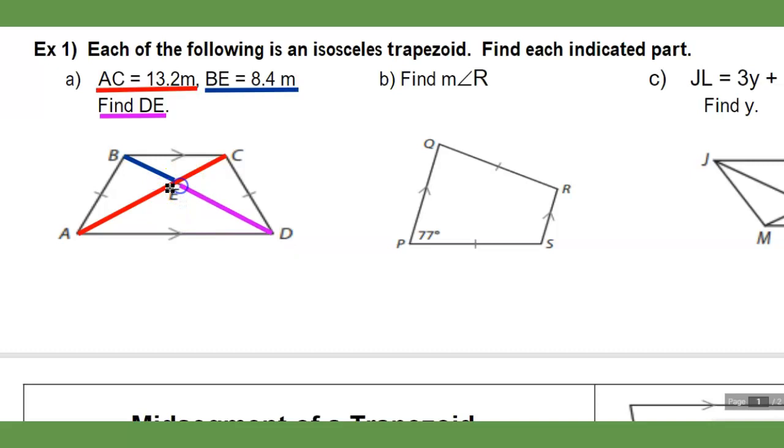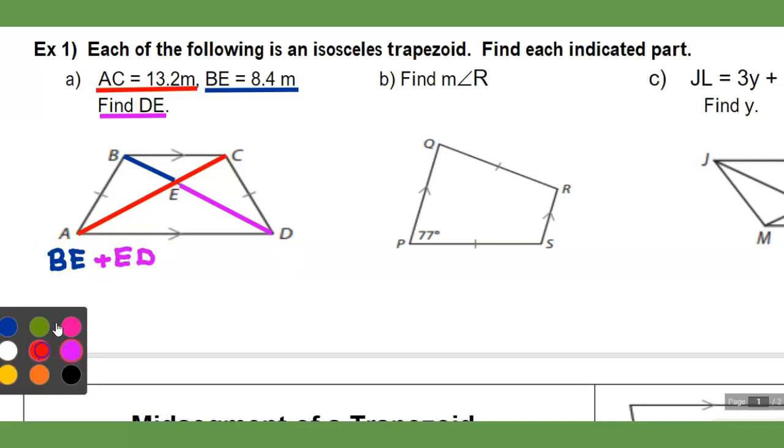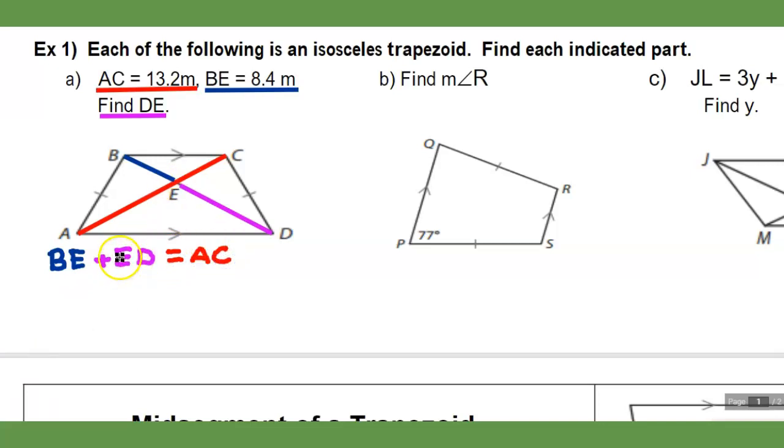There we go. So we can see that BE and ED make up a full diagonal. So those added together should add up and be congruent to the other diagonal, because the two diagonals are congruent. Let's write that out in geometry here. So we know BE plus ED is congruent to AC. We have to know the geometry first, then we can go ahead and solve.